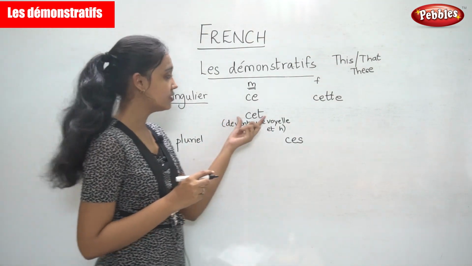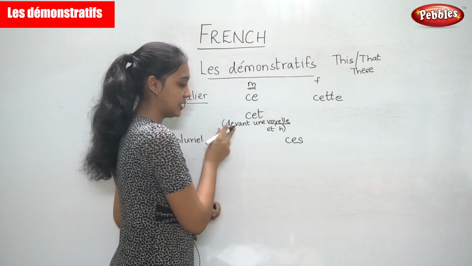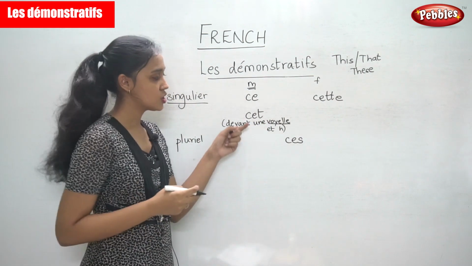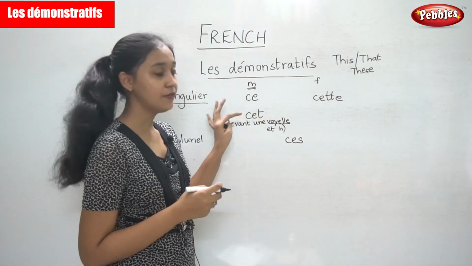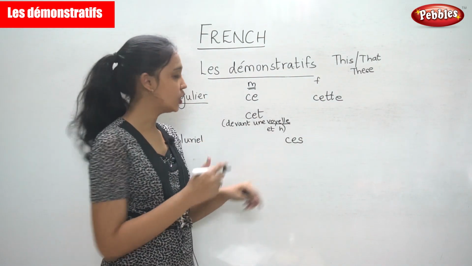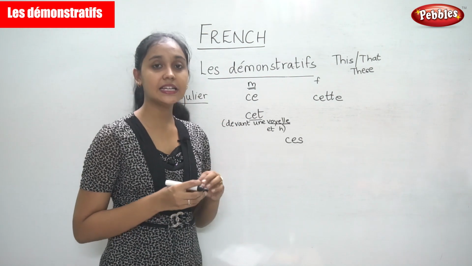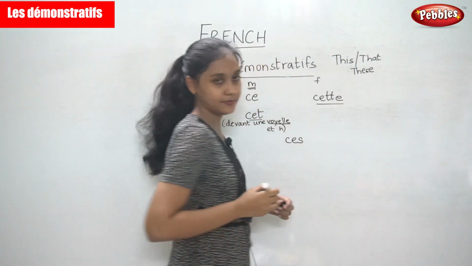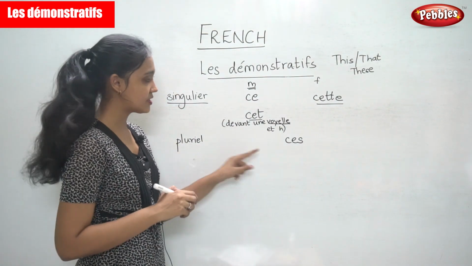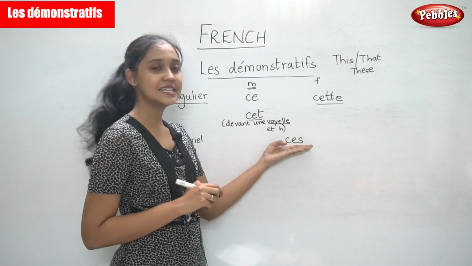Cet we use when the noun is masculine singular but it begins with a vowel. Devant une voyelle, before a vowel or h. So if the noun is masculine singular and it begins either with a vowel or with a h, we use cet, C-E-T. If the noun is feminine singular, we use cette. And for plural we have just one demonstrative, it is ces. So whether the noun is masculine or feminine, we use ces.